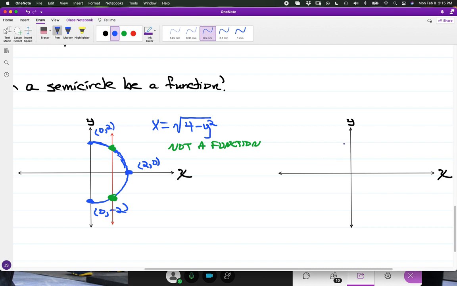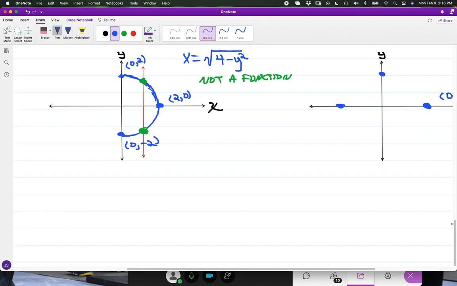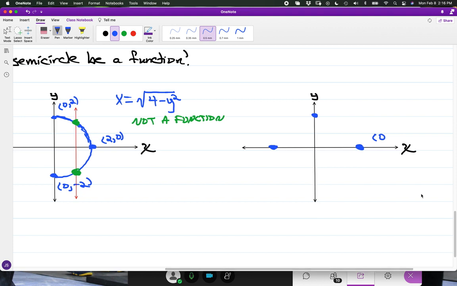But let's say I give it a quarter turn. All right, so we're about 3/4 of a turn. So you have a quarter turn. Okay, so in this one we have 2, 0, 0, 2, and -2, 0.